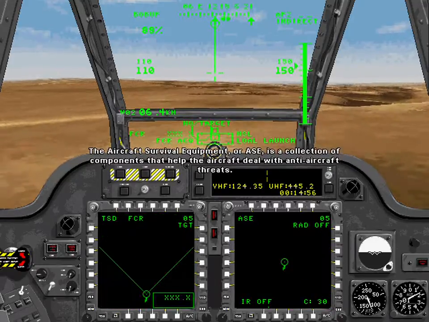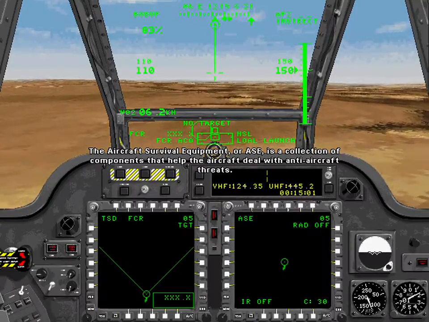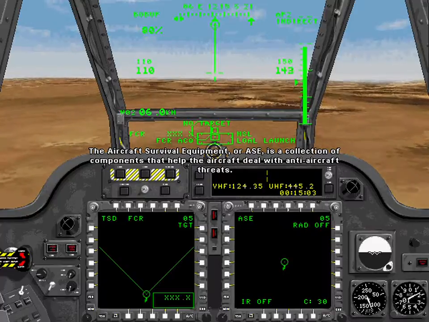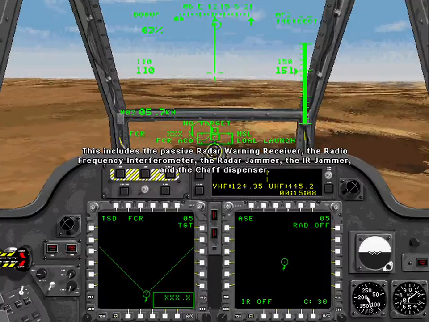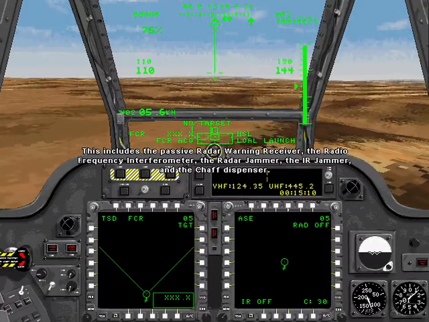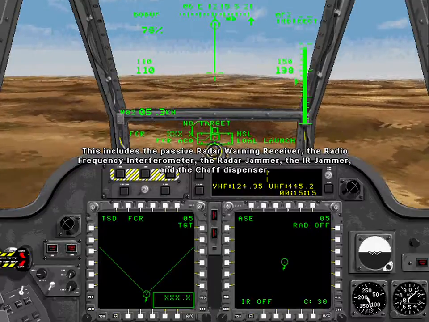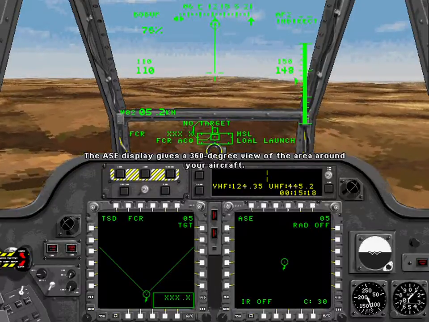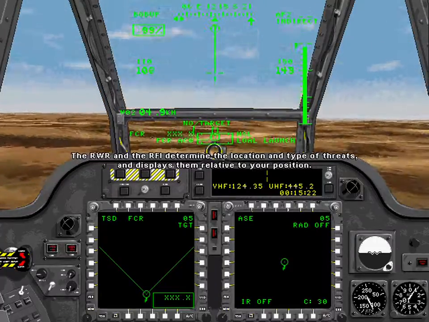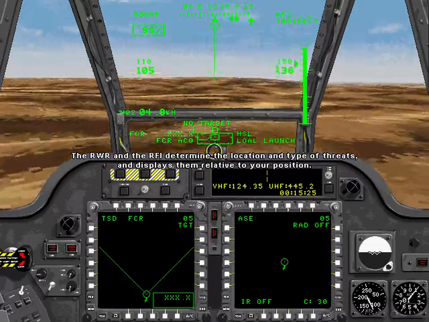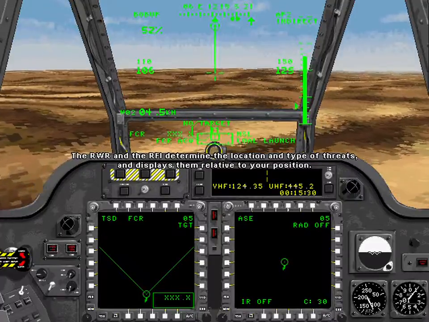The Aircraft Survival Equipment, or ASE, is a collection of components that help the aircraft deal with anti-aircraft threats. This includes the passive radar warning receiver, the radio frequency interferometer, the radar jammer, the IR jammer, and the chaff dispenser. The ASE display gives a 360-degree view of the area around your aircraft. The RWR and the RFI determine the location and type of threats and display them relative to your position.